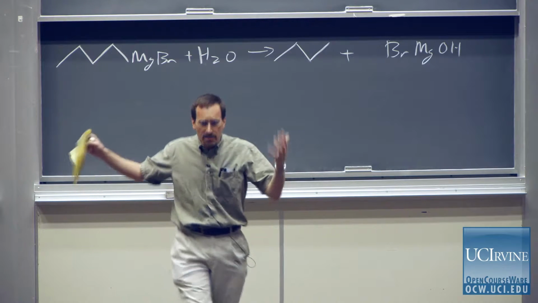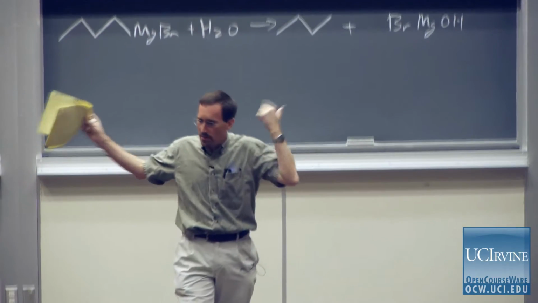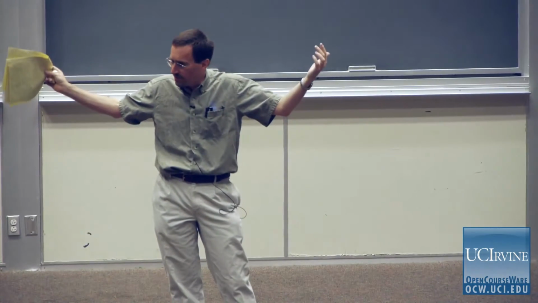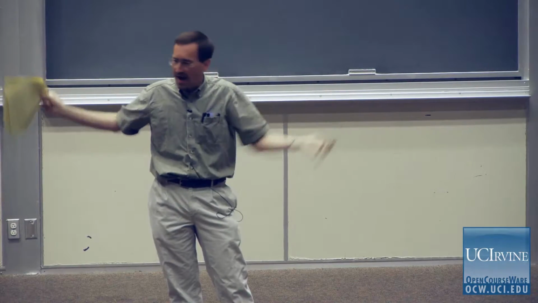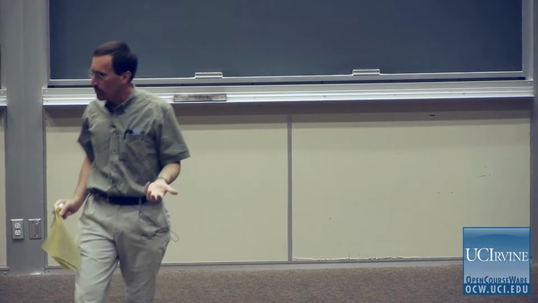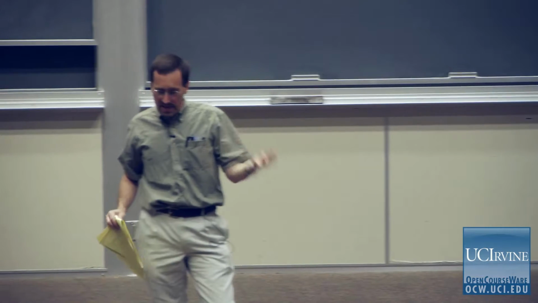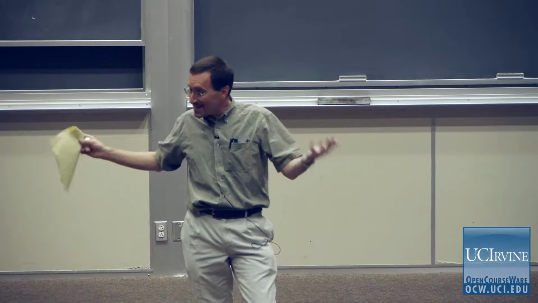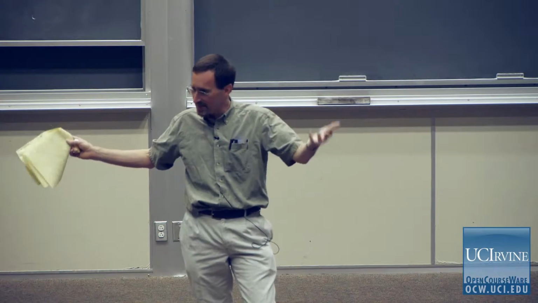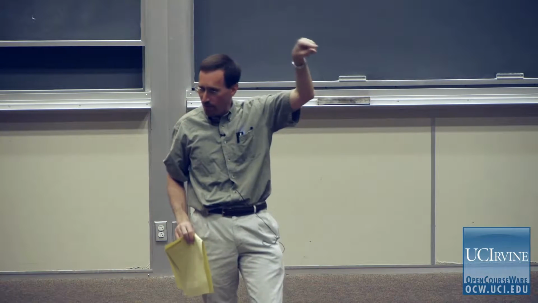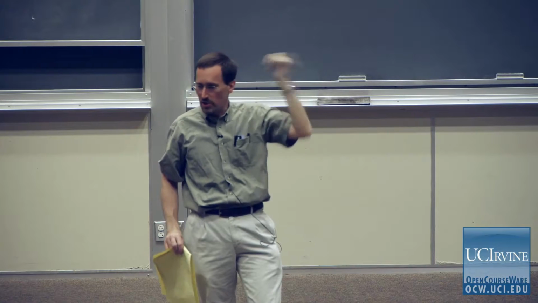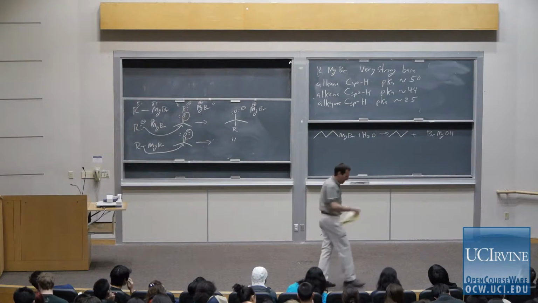And because the pKa difference is so humongous, the pKa of water is 15.7, the pKa of butane is about 50, I don't even bother to write an equilibrium arrow. The equilibrium constant is 10 to the 34th, right? It's 10 to the difference in pKa's. That reaction lies so far to the right that there's just no component to the left on it.